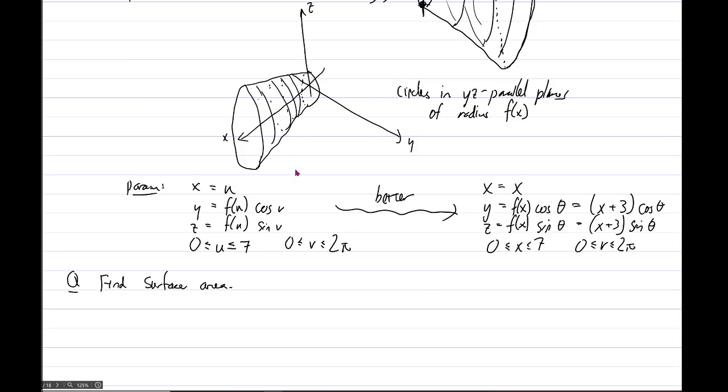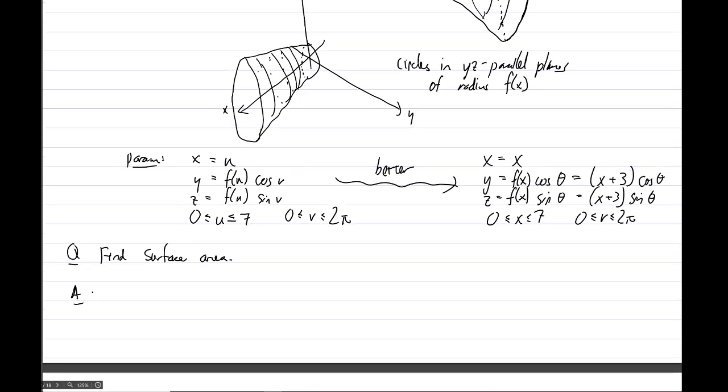Based on the parameterization that we have, we can write it as a vector function. Instead of input variables u and v, we'll have input variables x and theta. If this bothers you, just replace every x that you see here with a u and every theta that you see here with a v instead.